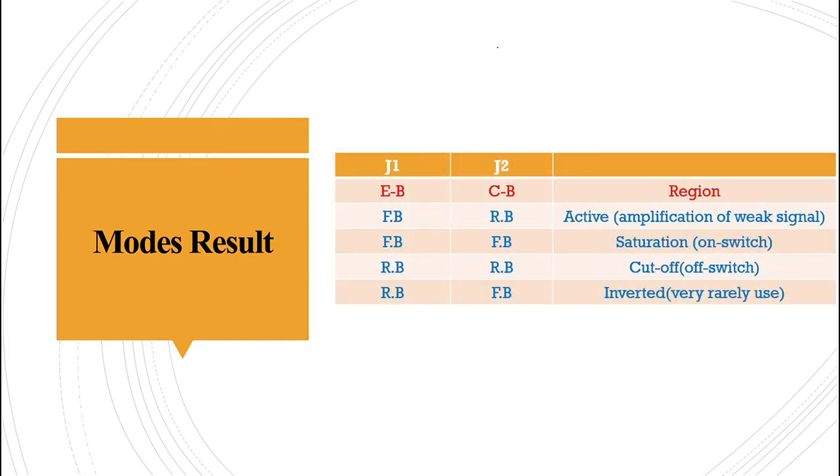After studying all three modes, we can now come to a conclusion in a table. We have two junctions: the first is the emitter based and the second is the collector based. In the first case, when junction one is forward biased and junction two is reverse biased, that is the active region. In the second case, when both junctions are forward biased, that is known as the saturation region, or we can say an on switch. It works like an on switch. When the first junction is reverse biased and the second junction is also reverse biased, it is called the cutoff region, which works like an off switch. The fourth case is when junction one is reverse biased and junction two is forward biased, that is known as the inverted region. This region is basically used very rarely.